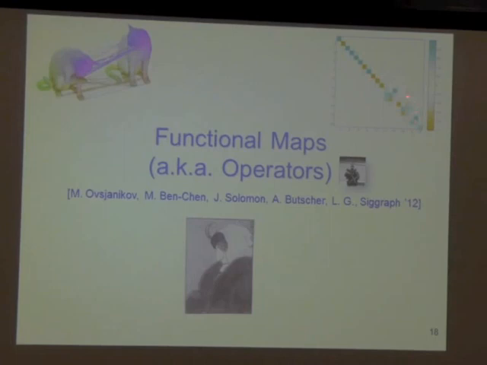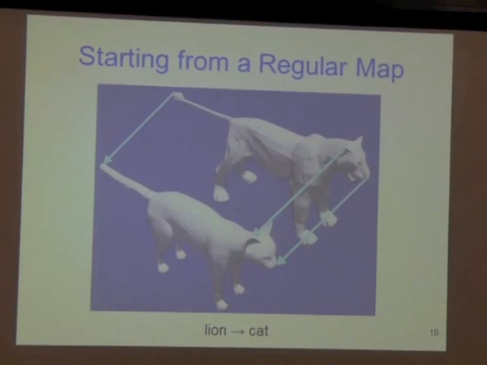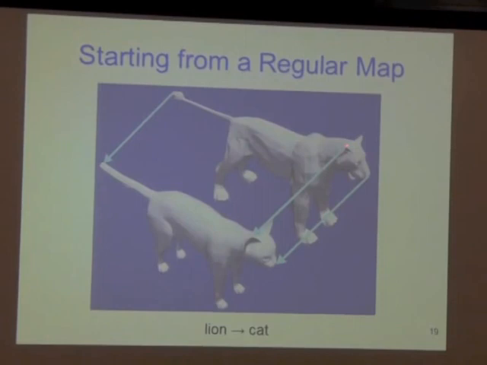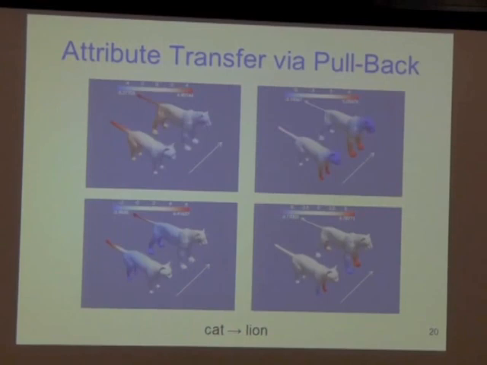So the idea is this. Let's say we have this lion model and this cat model, and we have a correspondence of the traditional kind from the lion to the cat. So we can say that the tip of the right ear corresponds to the tip of the right ear, and the end of the tail corresponds to the end of the tail, and so on. Then this correspondence lets us generate maps of functions living on these two objects going the other way.